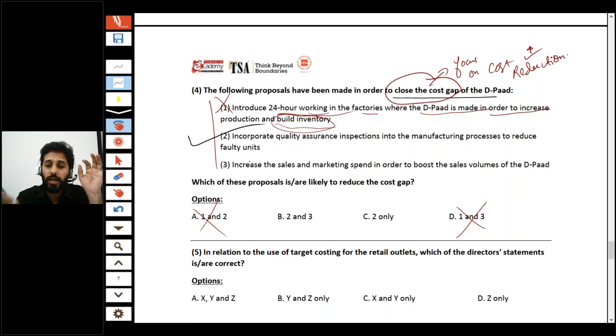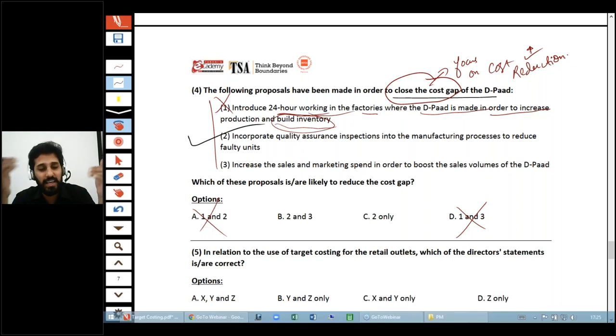But I'm not just giving you the tricks to guess the answer. I will also recommend you to read the question, understand the requirement, and try to apply the concept. You are in the applied skills module. You are not in the knowledge base module. You are in the applied skills module right now.